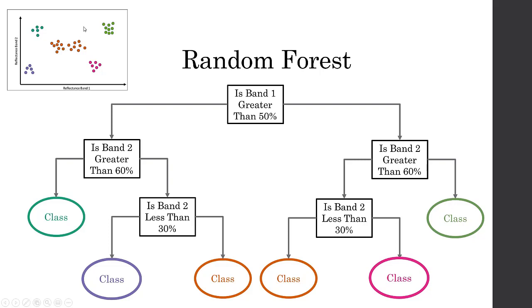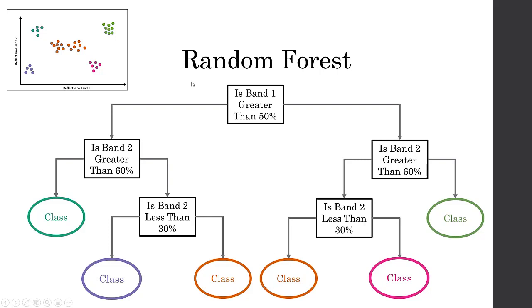Now let's say we're not greater than 60%. So we're now under here. Now we're in this box here, where everything is greater than 50% in band 1 but less than 60% in band 2. So we have a little bit of orange and a little bit of pink. How do we split those? Well, we look at band 2 again and we say, is band 2 less than 30%? If yes, now we're in here and we're in pink. If no, we're dealing with this half of orange. So we go either pink or orange.